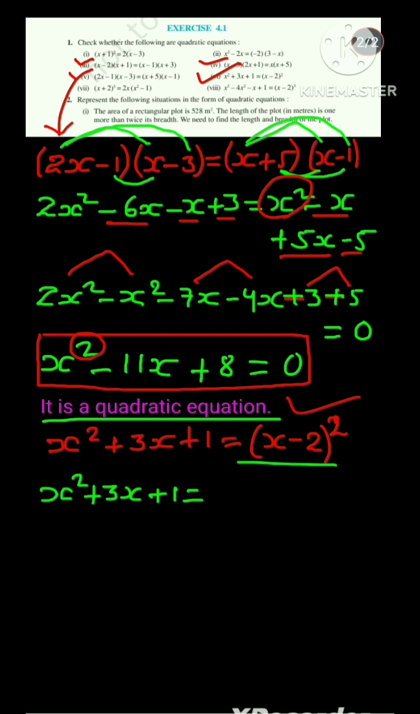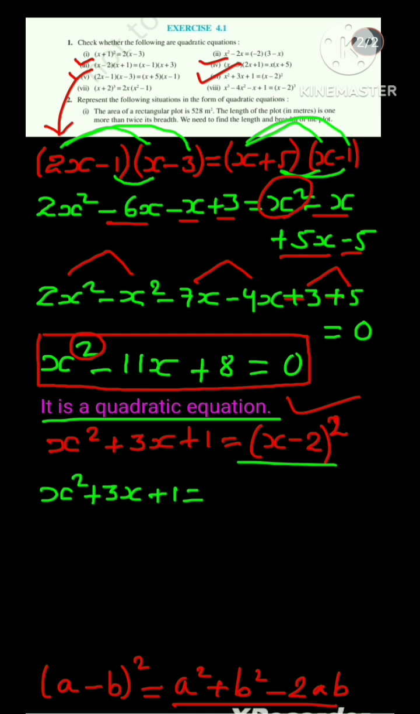is in the form of an identity. Okay, we have the identity a minus b whole square, and its expanded form will be a square plus b square minus 2ab. By the same way we can expand this expression too, right?